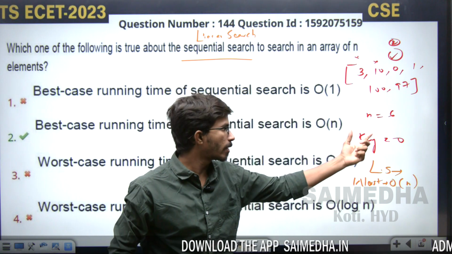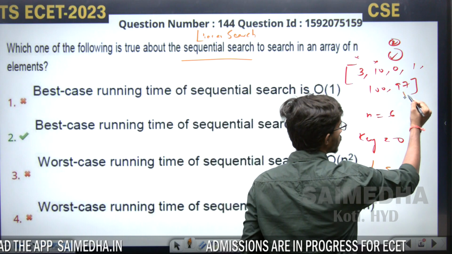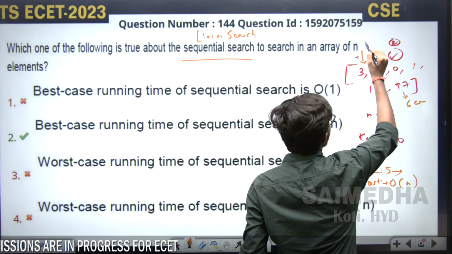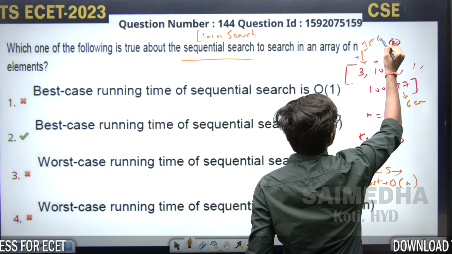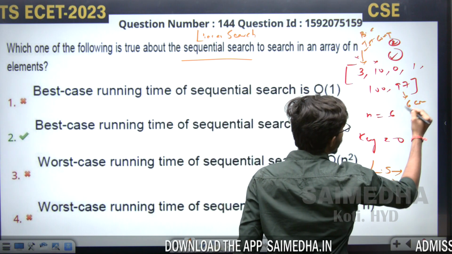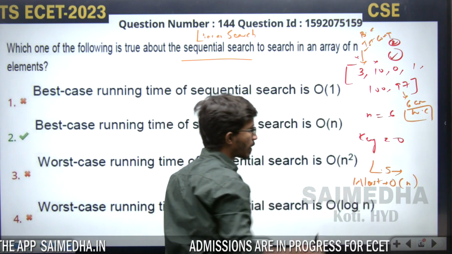How many iterations does it require? 6 iterations, 6 comparisons. Suppose if you want to find the first element, it requires only one comparison. So this is called best case. And searching for the last element or middle element is called worst case. Just note down this explanation, very very important.